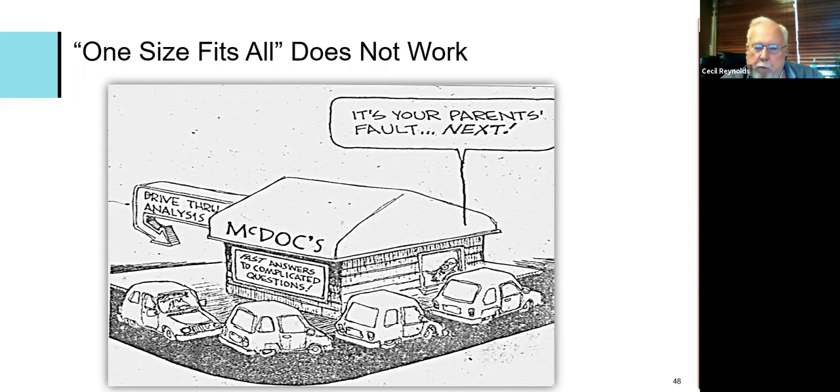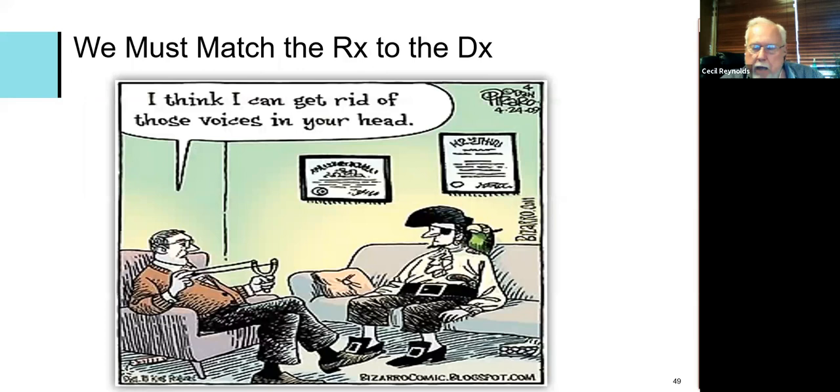Remember, one size fits all does not work. We don't want to be McDonald's. Next. We have to match the treatment to the diagnosis. Once we know the underlying problem, we can be much more effective in providing a treatment plan or intervention that will work. Next.